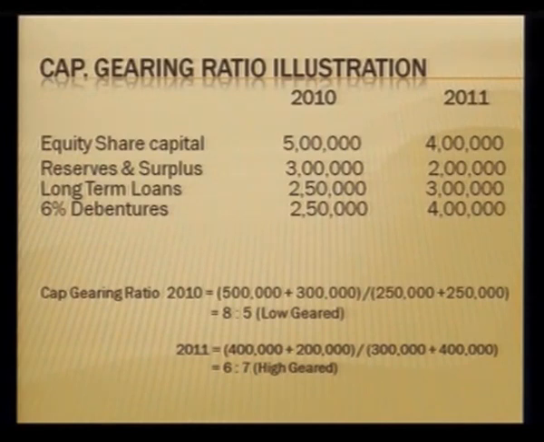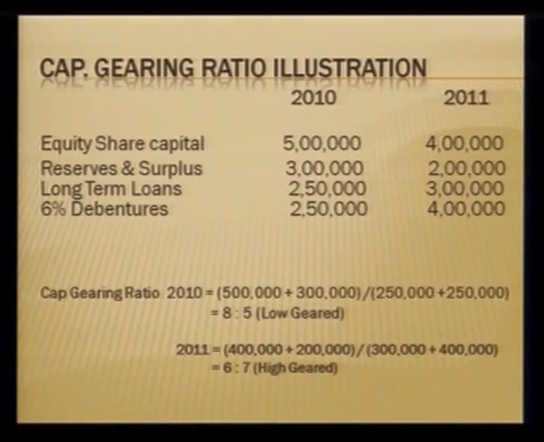Now for 2011 we compute it in a similar manner, where 4 lakh plus 2 lakh accounts for the equity shareholders' fund upon the fixed interest bearing funds, which account for long term loans and debentures of 7 lakh, and the ratio turns out to be 6:7. In comparison to 2010, when the ratio was 8:5, now it is 6:7. So in 2010, the firm is referred to as low geared, because the equity was greater than the fixed debts. And in the year 2011, the case is just the opposite: it turns out to be highly geared, 6:7, where debt exceeds your shareholders' fund.